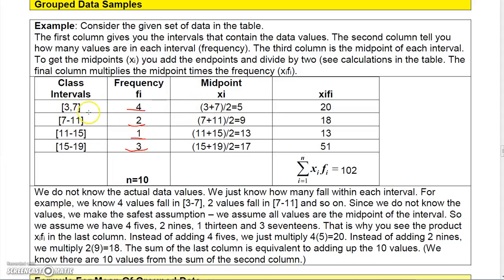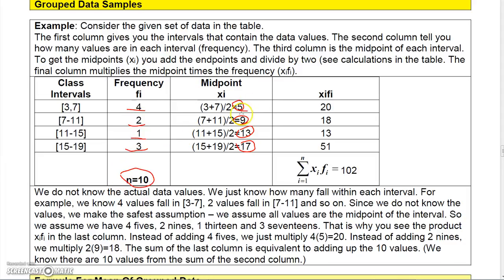So I'll find the midpoint of this class interval: 3 plus 7, which is 10, and then divide it by 2 to get the midpoint, 5. And then I add 7 plus 11, which is 18, then divide it by 2 to get the midpoint, which is 9. And then 11 plus 15 is 26, divided by 2 gives me the midpoint, 13. And then add these two together and get 34, divide by 2, I get 17. So even though we don't know what these 10 values are, we know there's 10 values because if you add 4 plus 2 plus 1 plus 3, you get 10 for n.